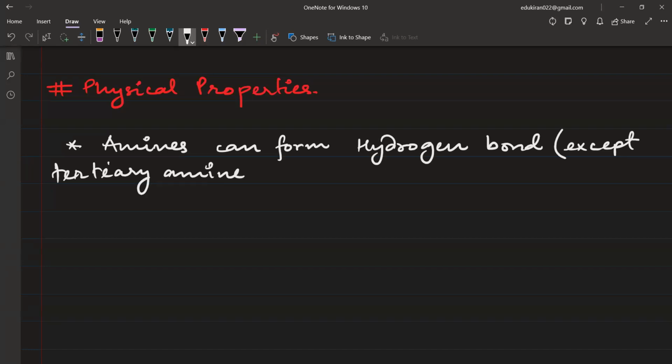ठीक है, except tertiary amine, because tertiary amine के पास हाइड्रोजन ही नहीं होता है. Okay, so हाइड्रोजन है नहीं तो हाइड्रोजन बॉन्ड बनाएंगे कहाँ से? Okay, hydrogen should be connected to any electronegative element. Here electronegative element is nitrogen. So if you have tertiary amine तो यहाँ पे नहीं है. If you have primary amine, so it is obviously having nitrogen and two hydrogens. So these two hydrogens can form hydrogen bond. Amines can form hydrogen bond except tertiary amine.